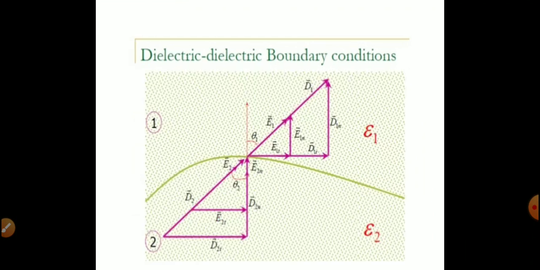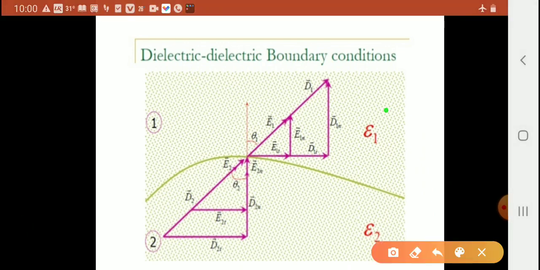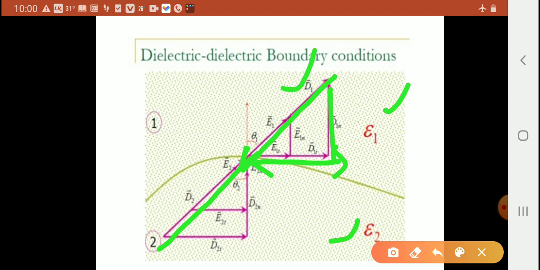Dielectric boundary conditions, with permittivity of E1 and permittivity of E2. This is the angle theta 1 and this is the angle theta 2. This is D1, this is D2, this is E1, this is E2, with angle theta 1 and angle theta 2. This is the tangential component and this is the normal component.